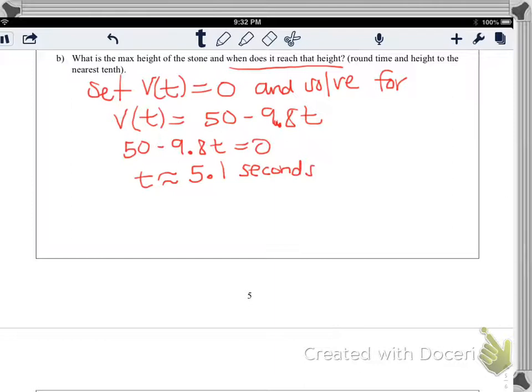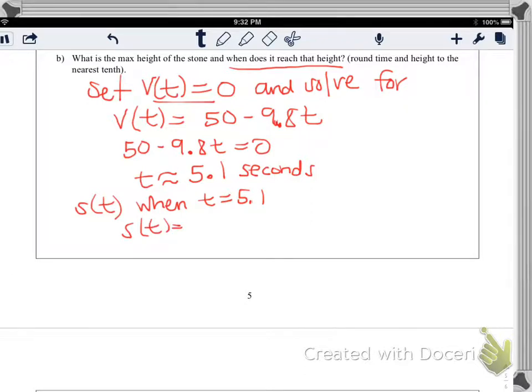So for that maximum height, we need our position function. So we need to go back to our original function, our s of t function. Okay, s of t when t is 5.1. And that's going to tell us what our height is. So not the velocity, because if we just plug 5.1 back into velocity, that's going to give us 0 because we set it equal to 0. So we have to go back to our position function.